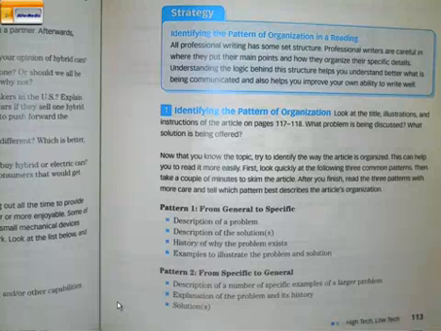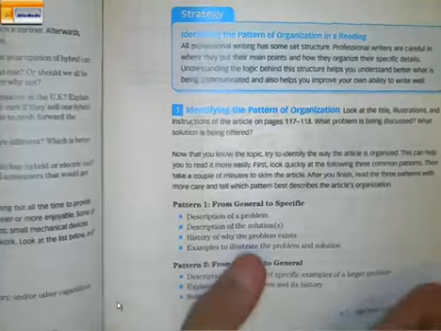I want you to read the passage and then identify, try to answer the question whether this is our passage on page 117 and 118. Is it pattern 1, or is it pattern 2? Is the passage starting from specific to general, or the opposite, from general to specific? It's very easy. If you read the passage, you will be able to answer this question.